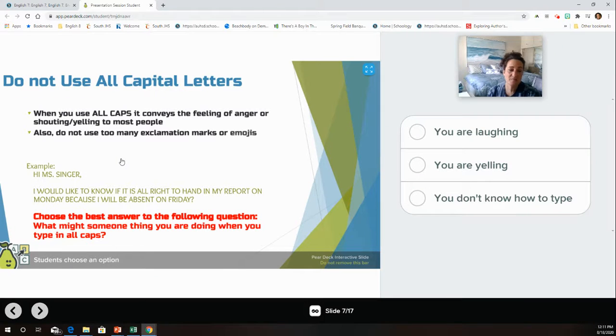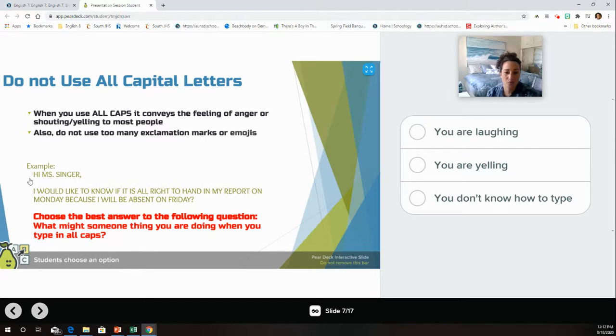And this is something that even teachers have had problems with. It says when you use all caps, it conveys, which means it makes other people feel like you're angry or you're shouting or yelling at them. Remember, when you're emailing or you're texting or you're instant messaging anybody, there's no tone to the voice, so you kind of read into what people say. And so it's very important how we type so they understand what we're saying to them.